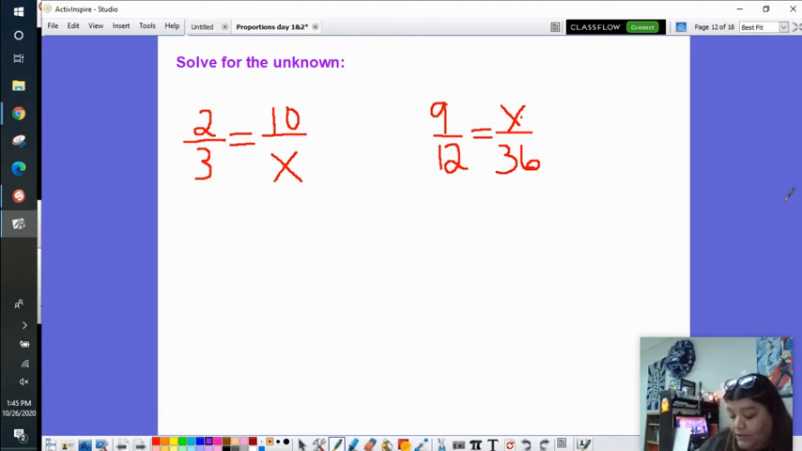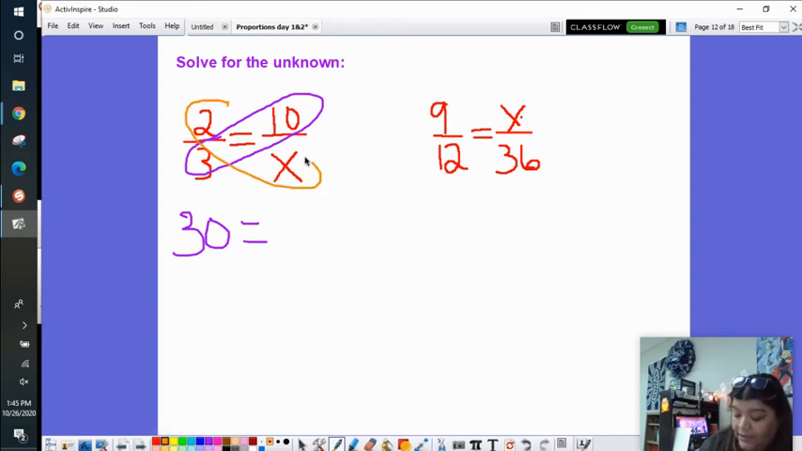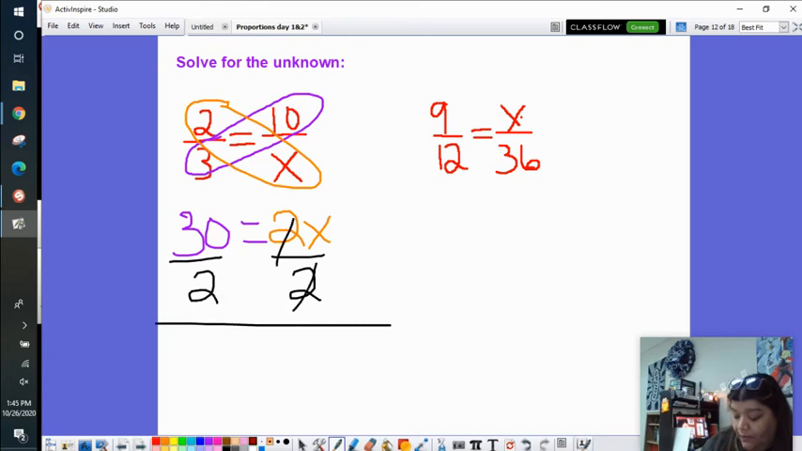2 to 3 is equal to 10 to x. Okay, now I already told you here, since I have them written this way, that they are proportional. So we have to solve it. We're going to multiply the two numbers that I can. So 3 times 10 is 30. Then if you go the opposite direction, we're going to have 2 times x. Well, that's 2x. And then to solve for it, divide both sides by 2. And that'll leave you with 30 divided by 2 is 15. So 15 goes right here.